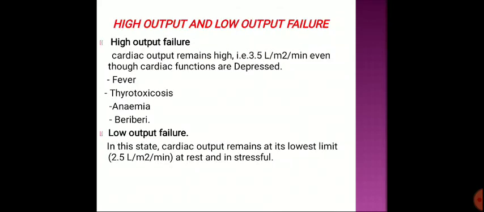High output failure and low output failure. High output failure is a state in which cardiac output remains high, at the upper limit of normal cardiac output, that is 3.5 liter per meter square per minute, even though cardiac function is depressed. Various conditions which result in high output failure are fever, thyrotoxicosis, anemia, beriberi.